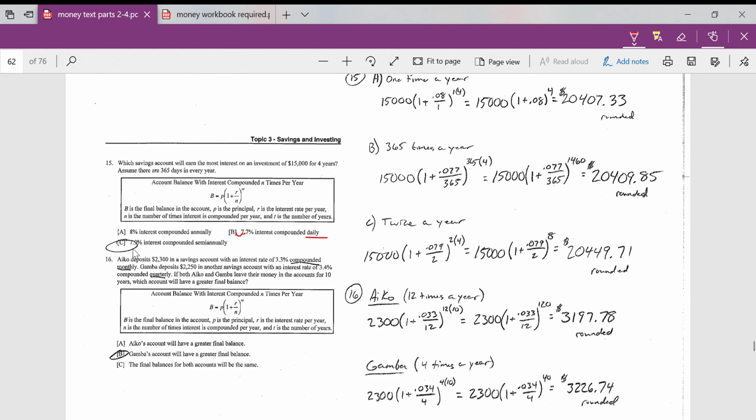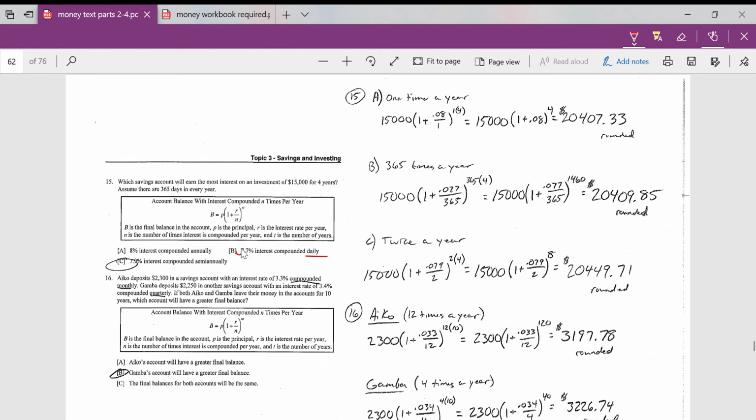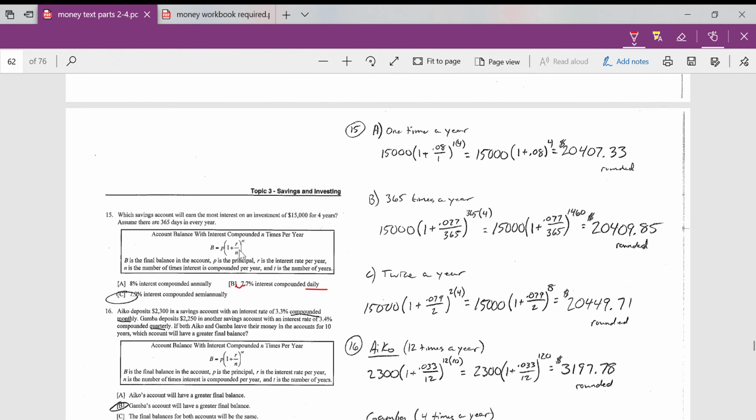even though this had the middle percent of the 3, 7.9 compounded twice a year is better than 8 compounded once a year. Okay, but they're all pretty close.